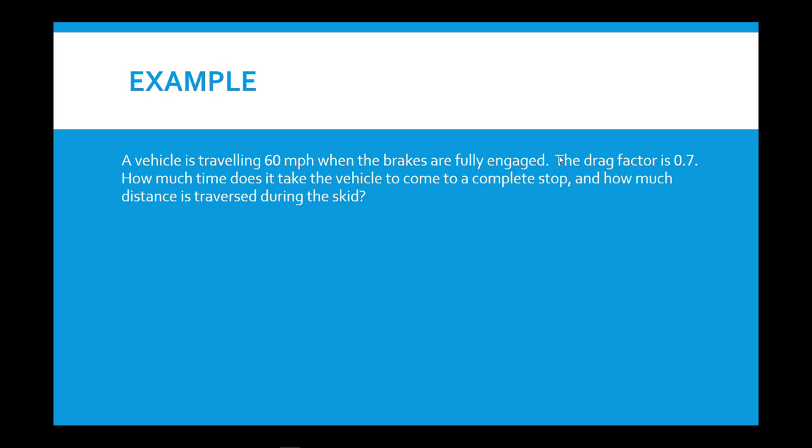So we will do an example here. We'll have a vehicle traveling at 60 miles per hour. When the brakes are applied, fully engaged, we'll use a drag factor that is typical for dry pavement, 0.7. And what we're interested in knowing is how much time it takes for the vehicle to come to a complete stop, and then how much distance is traversed during the skid.